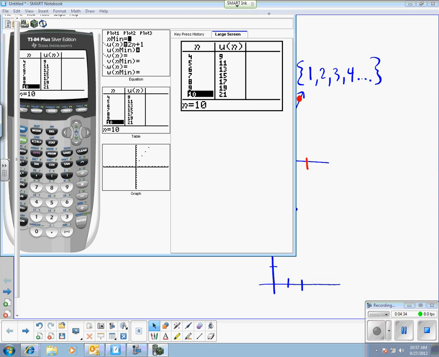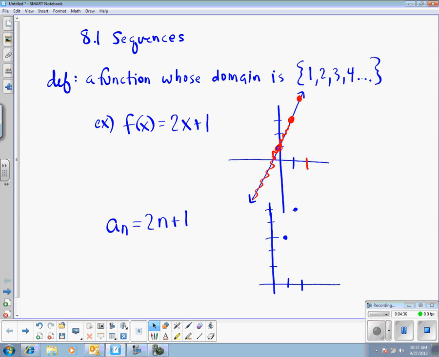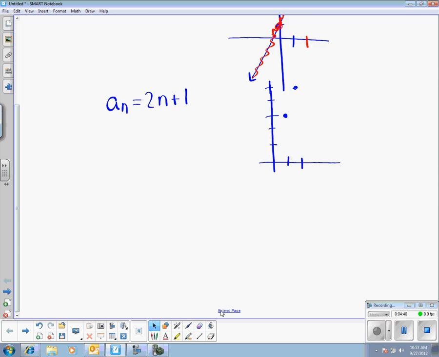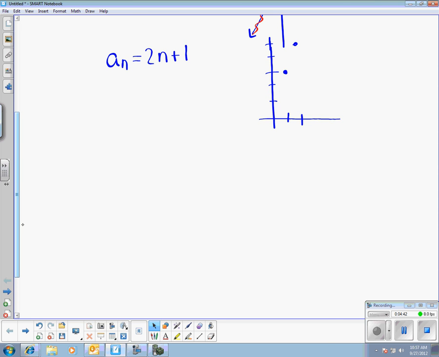Okay, so back to our notes. One of the first styles of problems is just going to ask you to find the first 5 terms of a sequence. So let's just start with something like a sub n equals (-1) to the n plus 1 times 2 over n.